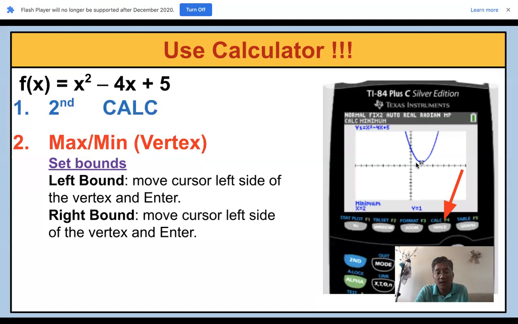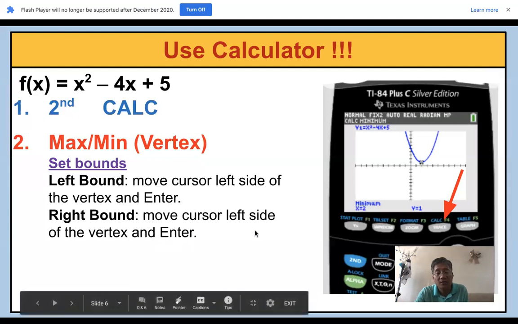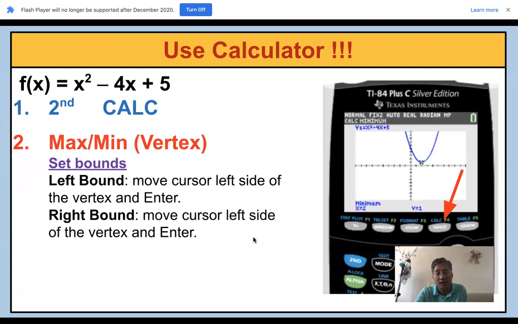So how do you set the bound? Here, left side of your value. And how do you set the right bound? Here, right side of your minimum value. And then if you enter, it'll ask you to guess, and then enter one more time. The calculator will give you here, minimum is 2, y value is 1. So x is 2, y value is 1, 2, 1, right?